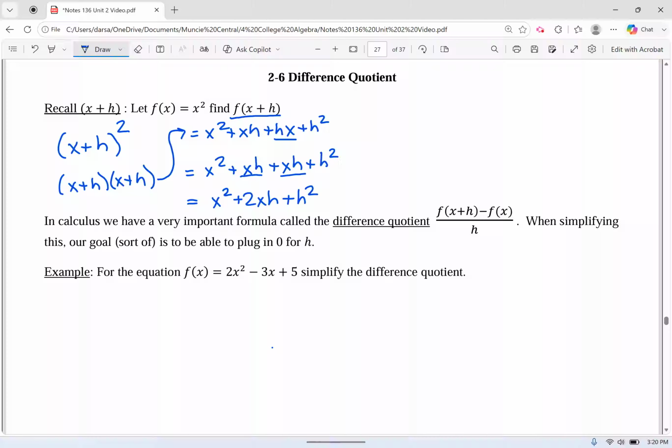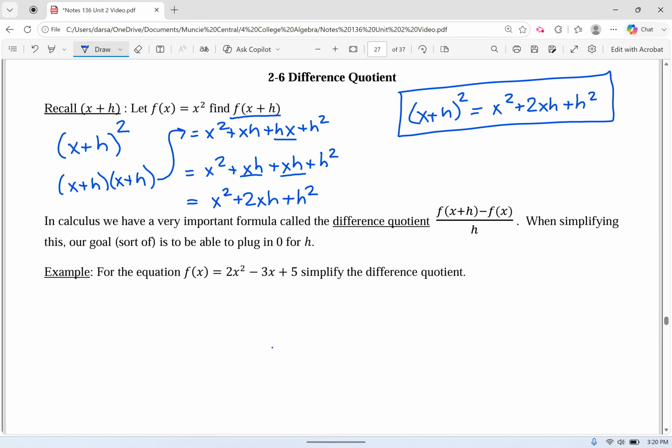So what is x plus h, the quantity squared, equal to? Well, that's x squared plus 2xh plus h squared. I strongly recommend that you either be able to get to this quickly, or you sort of memorize that x plus h quantity squared is the same as x squared plus 2xh plus h squared. That's something you need to burn into your brain, because we're going to use it really, really big in these next problems covering the difference quotient.